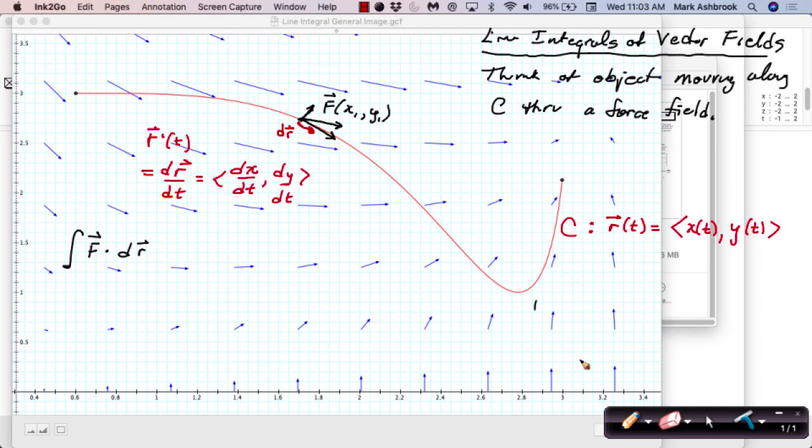And this is like a little distance, right? So I've got force dot distance. So what does that calculate? Force times a little distance. That's work, right? So this is a little bit of work, dW. Then the whole line integral from, say, t0 to t1.